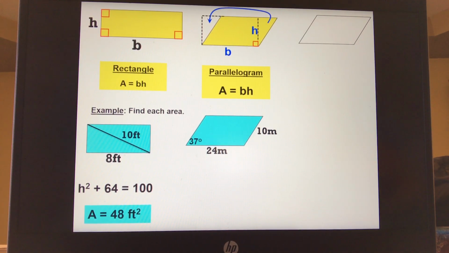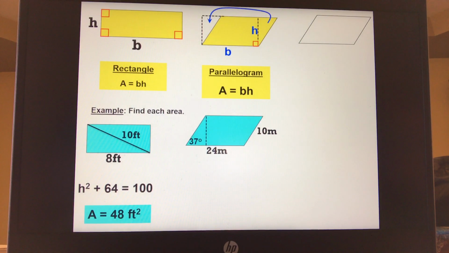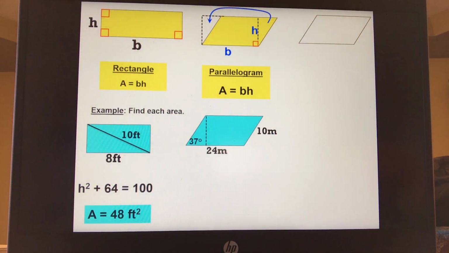So hopefully you drew an altitude somewhere in there. I would argue the nicest place to draw the altitude is to chop off this little triangle on the left-hand side where the 37 is. You don't have to draw it there. You could draw it on this side, because if that's 37, that's also 37. You could do it that way as well.